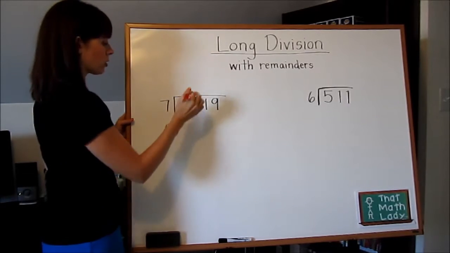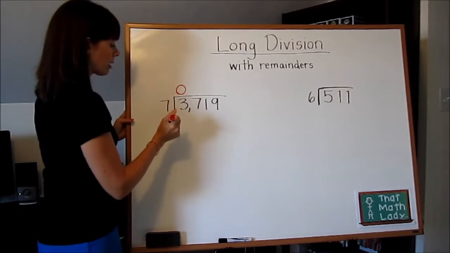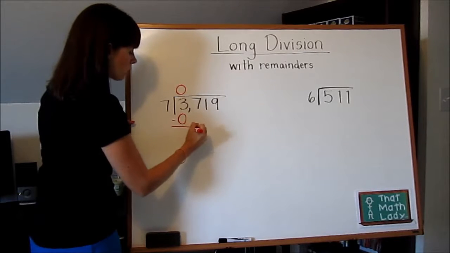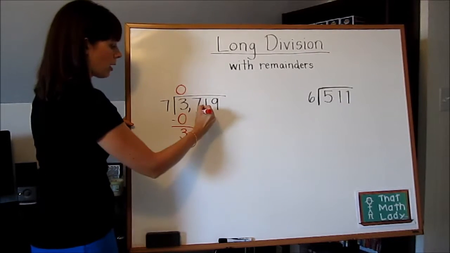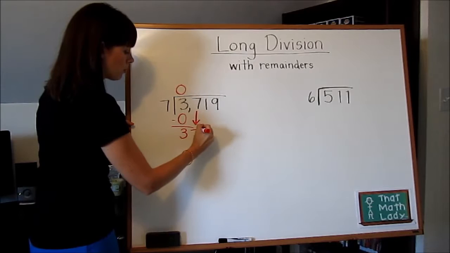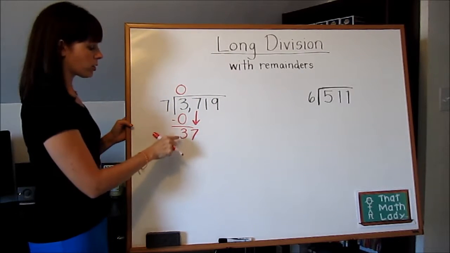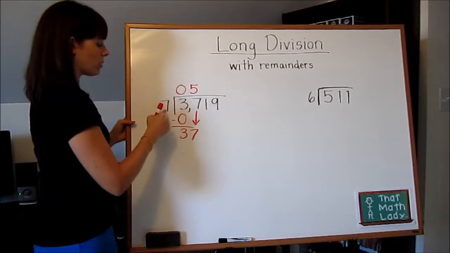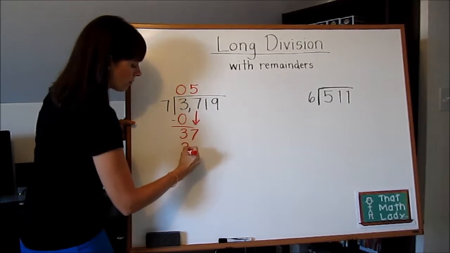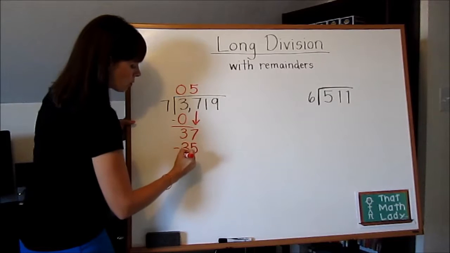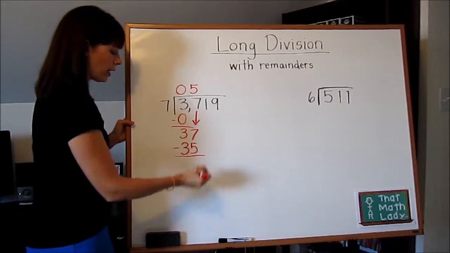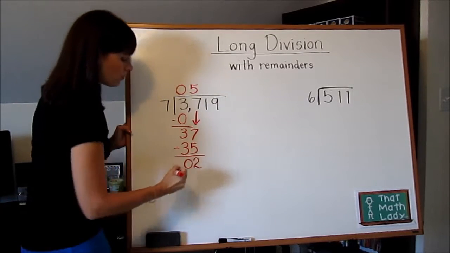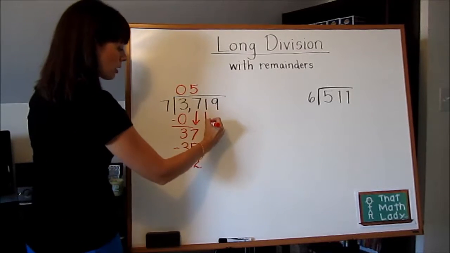7 does not go into 3, so I'm going to put a 0 up here to hold that spot. 0 times 7 is 0. Subtract that, and I'm going to bring down my next number. Okay, 7 goes into 37 5 times without going over. 5 times 7 is 35. Subtract 35 from 37. I have 7 minus 5 is 2. 3 minus 3 is 0. Bring down my next number, which is a 1.